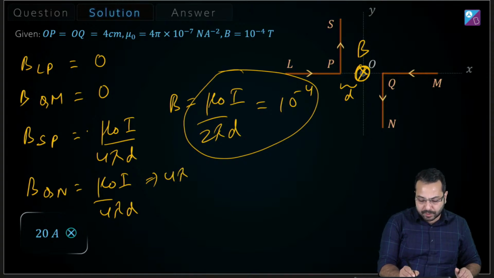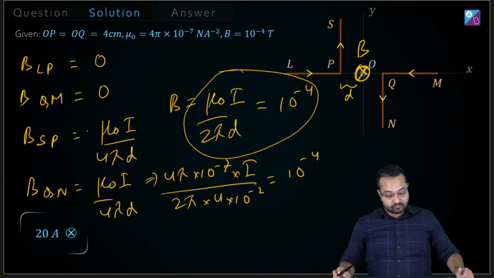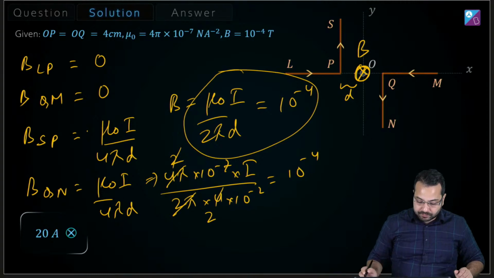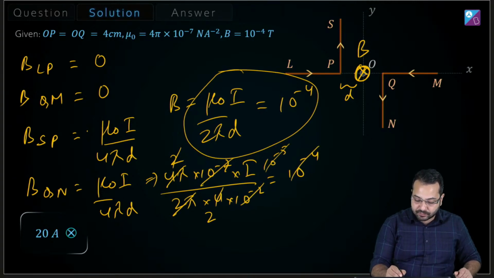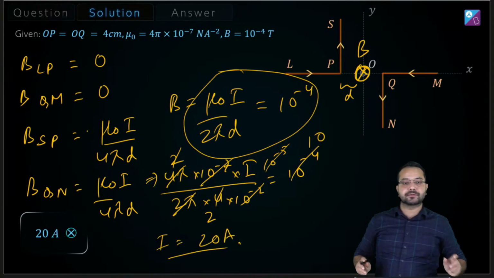So mu naught is 4 pi into 10 to the power minus 7 into I divided by 2 pi into d. D is 4 centimeter. So 4 into 10 to the power minus 2 meters. So this is 10 to the power minus 4. So what goes away? So this becomes 2. This becomes 2. This becomes 10 to the power minus 5. 10 to the power minus 5 goes over here. This becomes 10. And hence we get I is equal to 20 ampere.